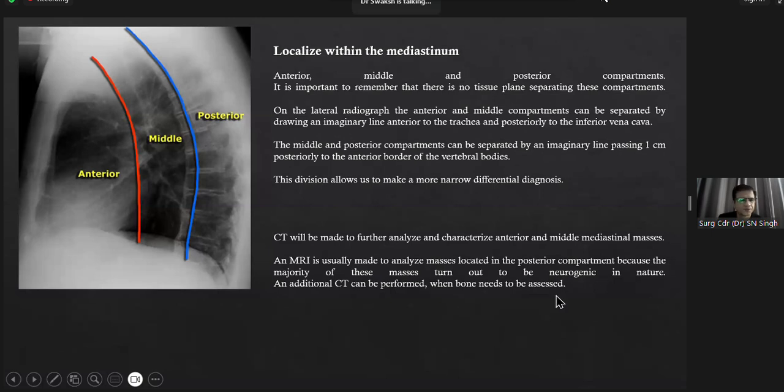Yes, sir. Posteriorly, the one which is seen above is left, and the one which is seen lower is right. Okay. In this the question is, is this a left lateral chest X-ray or a right lateral chest X-ray?